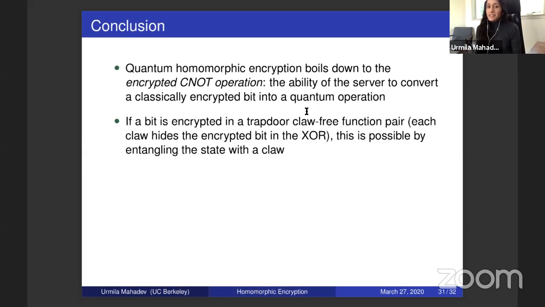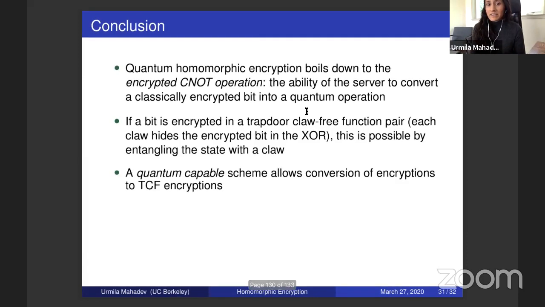Then I told you that this encrypted CNOT operation is quite easy for a special type of encryption, which I called a trapdoor claw-free encryption. In this encryption, the encryption of a bit S is just a trapdoor claw-free function pair for which each claw hides the bit S. And given this type of encryption, all the server needs to do to perform this encrypted CNOT operation is entangle his state with the claw.